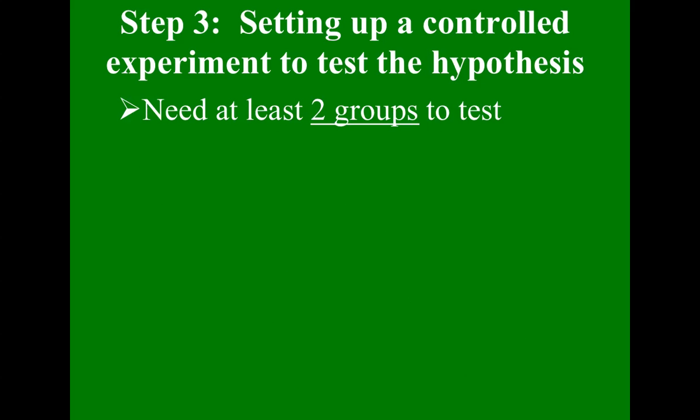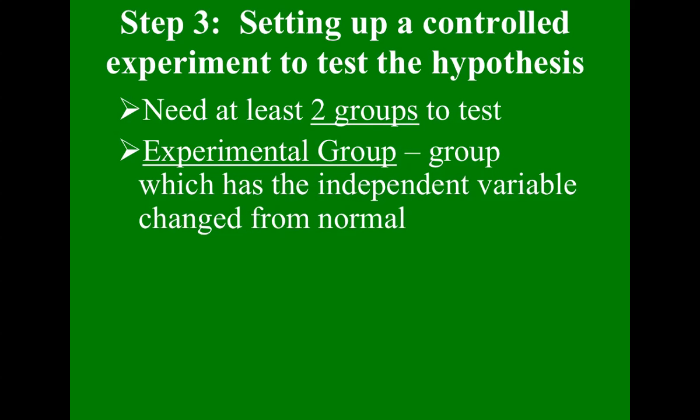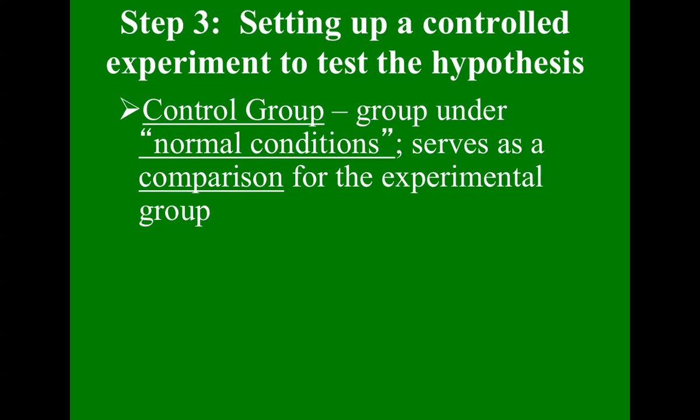We need to set up at least 2 groups to test. The first one is the experimental group. This one is the group that has its independent variable changed from normal. The second group is the control group. This is the group that exists under normal conditions, and we need that in order to compare our experimental group results to see if there is actually a change.